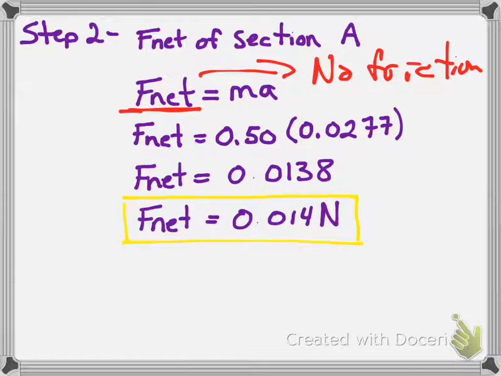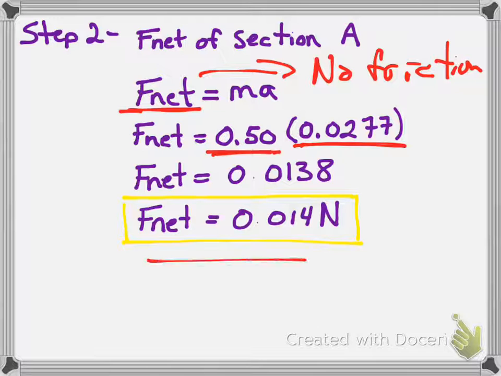Because there's no friction, we're going to calculate that. We know that the mass of the skateboard is 0.5 kilograms. It now accelerates at a positive 0.0277 meters per second squared. That's the unrounded number. That's going to allow us to calculate the F net.